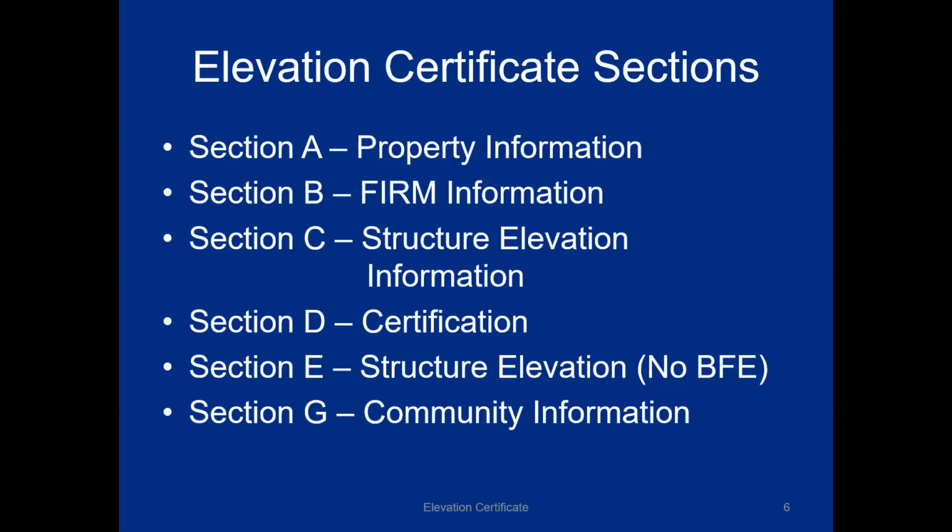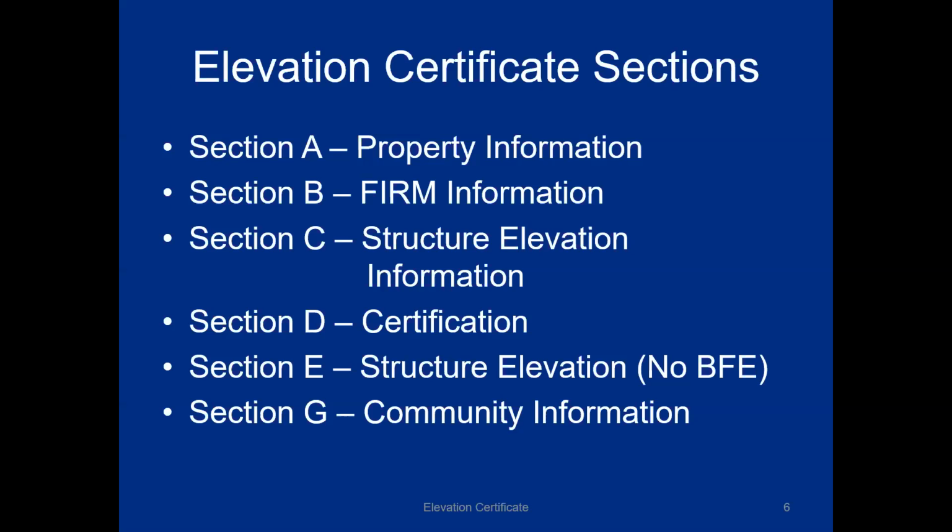An AO zone has a depth, but you still want to document all of the building elevations and exterior ground elevations, the highest adjacent grade, the lowest adjacent grade, those things. And unnumbered A zones don't have base flood elevations, but for new construction, you need a base flood elevation. So a base flood elevation should have been obtained one way or the other by a community in order to permit that new construction or that substantial improvement in the unnumbered A zone, the zone with no base flood elevation. Section G is community information.